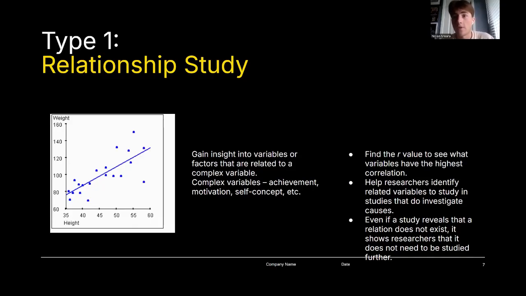If we find a strong relationship, we can use that to inform our experimental studies that do find if one causes the other, if X actually causes Y. But even if a study reveals that a relationship does not exist, so if there's no correlation, it shows researchers that it does not need to be studied further. They can save time and make sure that when we do the more costly, expensive causal studies, they are well informed.